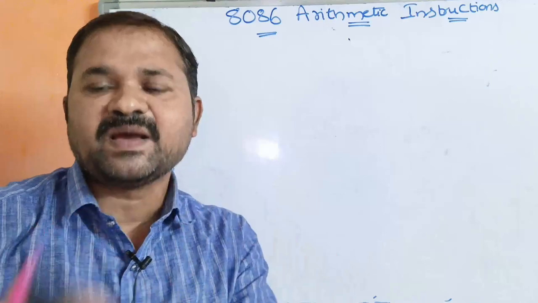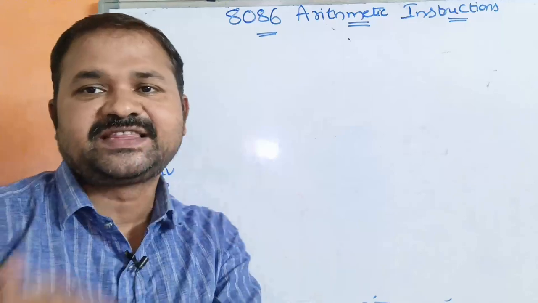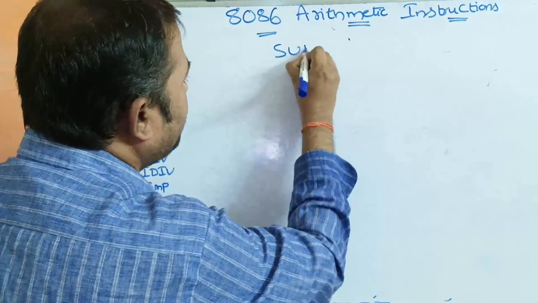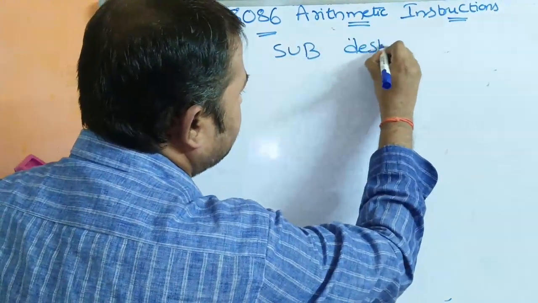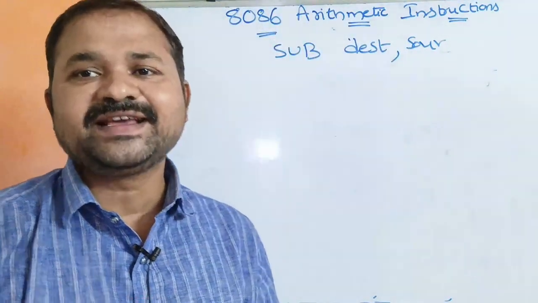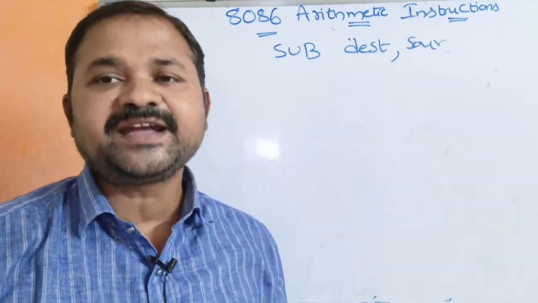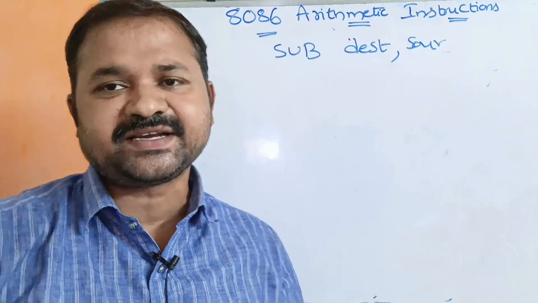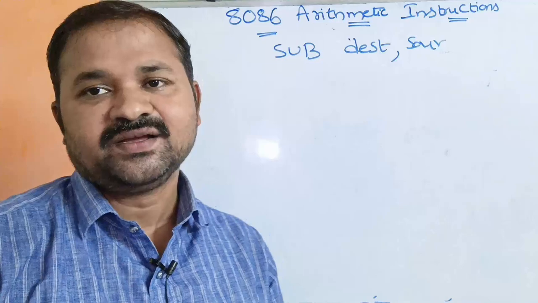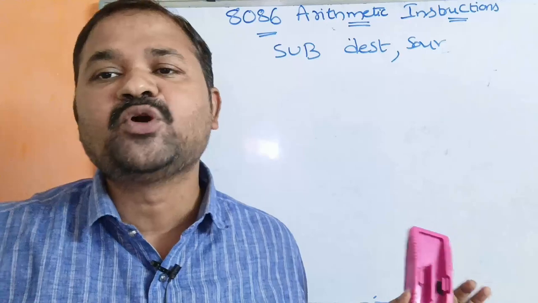So register with memory location, register with immediate data, next register with another register. Okay. Let us see the next one, that is SUB. SUB stands for subtraction. The contents of the source will be subtracted from the destination and the result will be stored in the destination. Source can be either an immediate number or memory location or register, whereas destination can be either memory location or register. So you can write n number of examples, but here source and destination cannot both be memory locations.